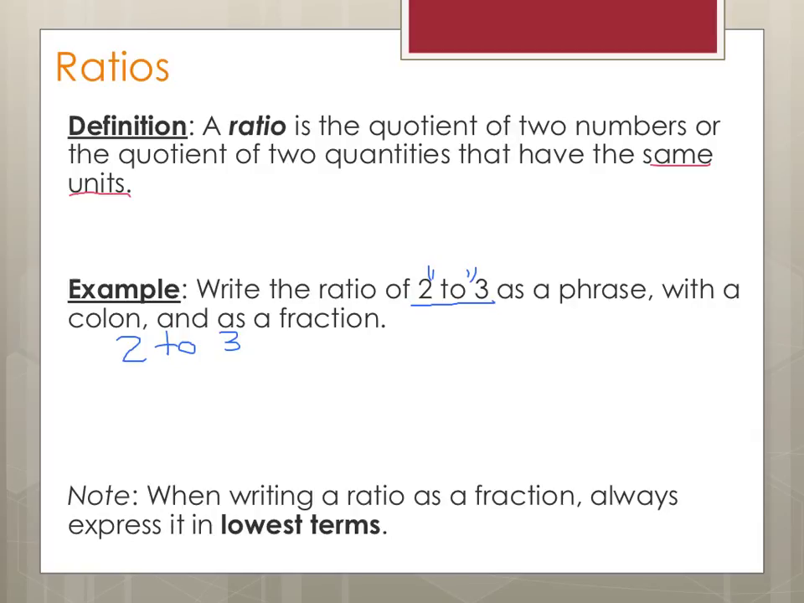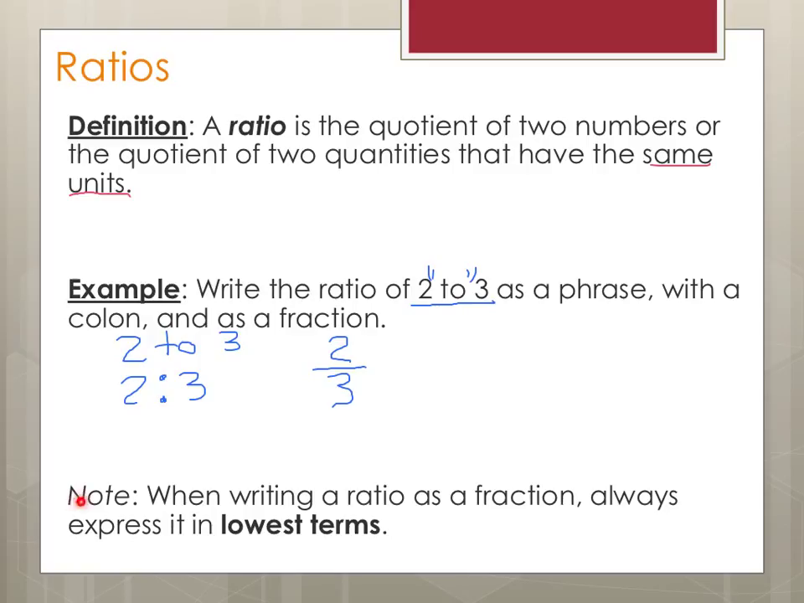Okay. Next they ask us to write a colon. Alright, so with a colon, the first number that we see, 2, then put a colon in there to the number 3. And that's just read just like the phrase, the ratio of 2 to 3. And last but not least, we're going to write it as a fraction. We'll put the first number that we see as the numerator. On top, we'll have the 2, and the denominator on the bottom is going to be the second number that we see, 3. So that's three different ways that we can write the same ratio. As a phrase, with a colon, or as a fraction.